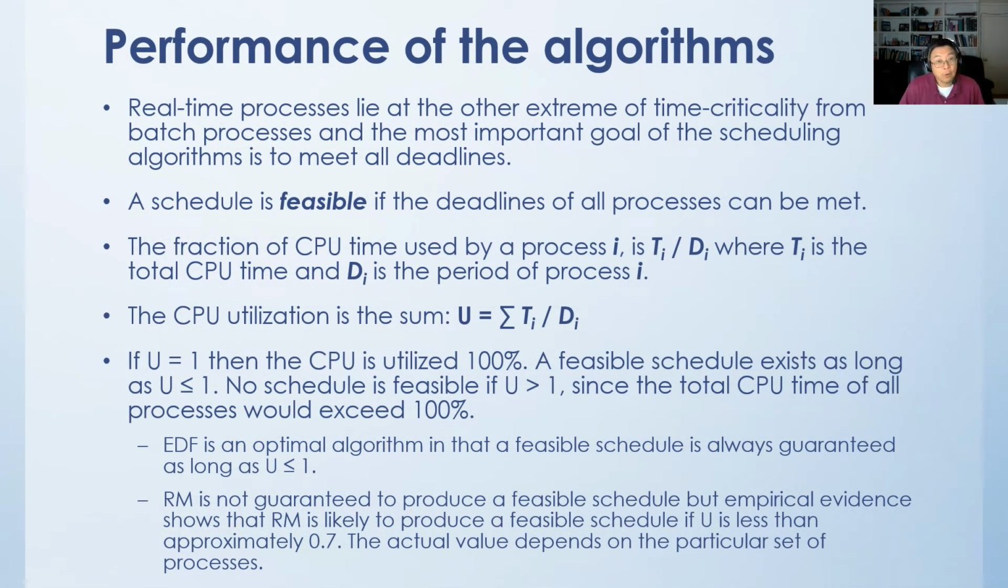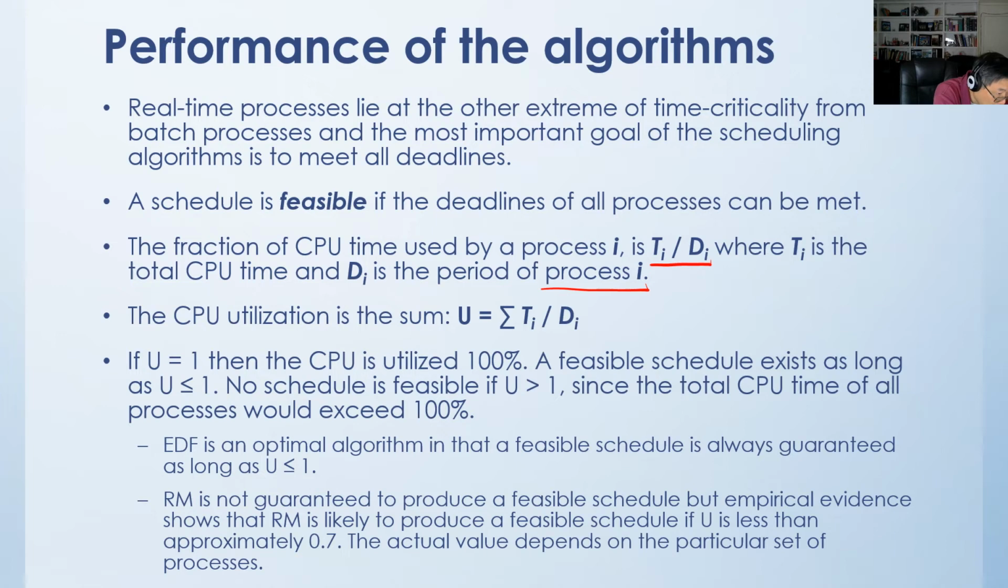So let's analyze the performance of the real-time scheduling algorithms. Now let's compare both RM and EDF. Real-time processes basically focus more on deadlines. So the most important goal of the scheduling algorithm is to meet all the deadlines. Okay, a schedule is feasible if the deadlines of all processes can be met. So that's a priority. Okay, now we define a fraction of CPU time by Ti divided by Di. Now Ti is the total CPU time and Di is the period of a process i.